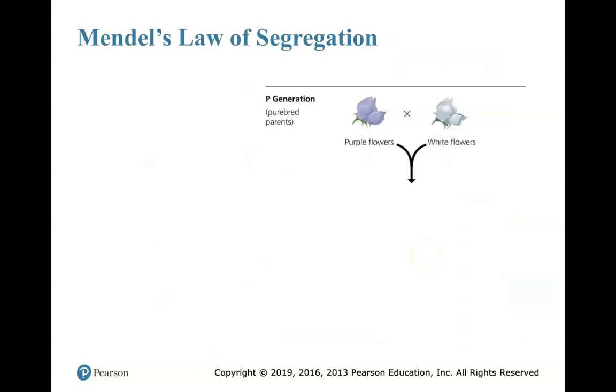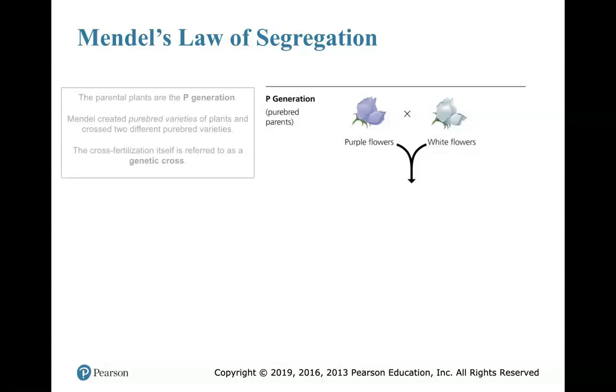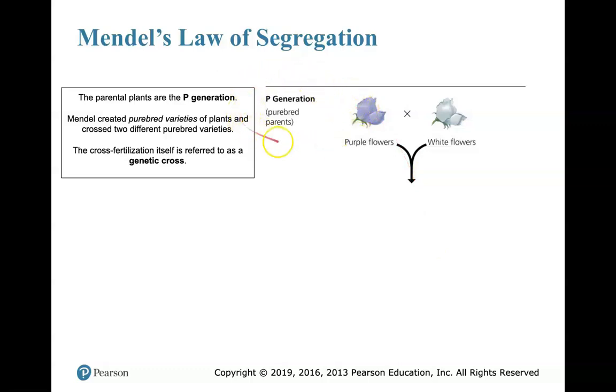Okay, so let's go ahead and look into detail what Mendel did and what he discovered. So the parental plants, we have a P generation. Think of the P generation as the purebred generation. What I mean by purebred is that they are only going to have one of those traits and no other traits mixed with them. So here are purple flowers. All the flowers are purebred in that they are all purple.